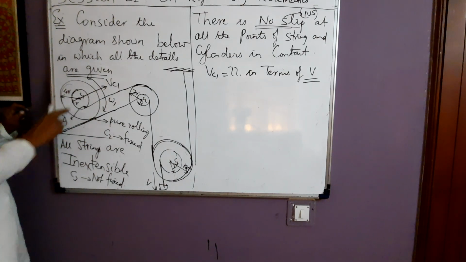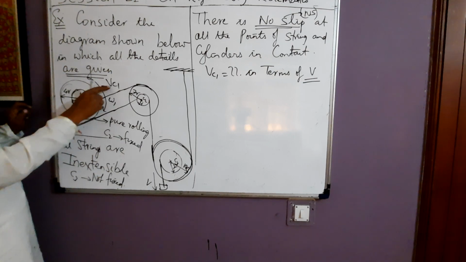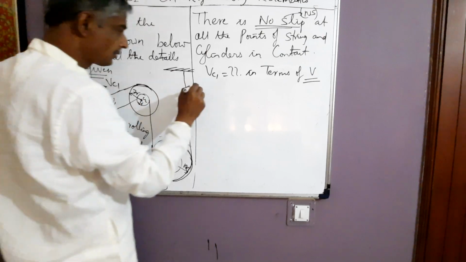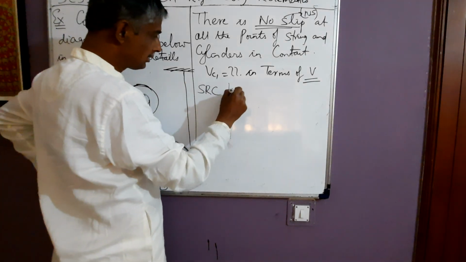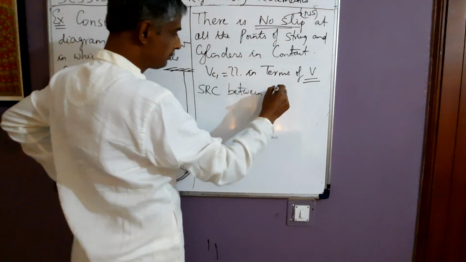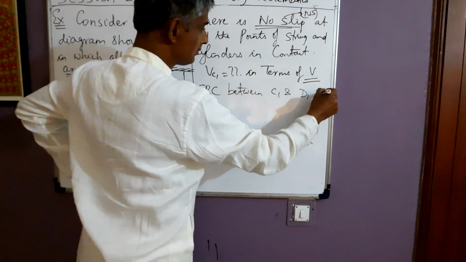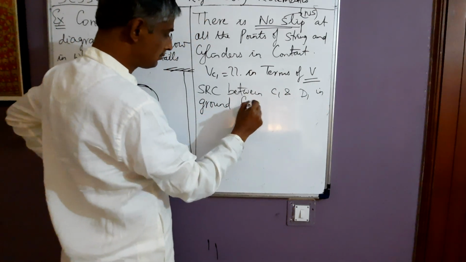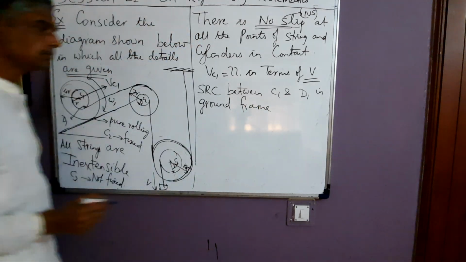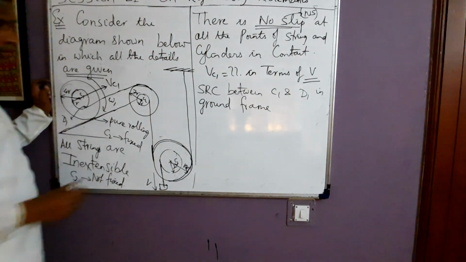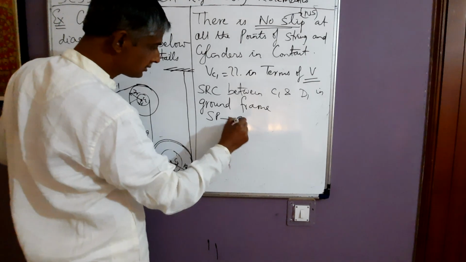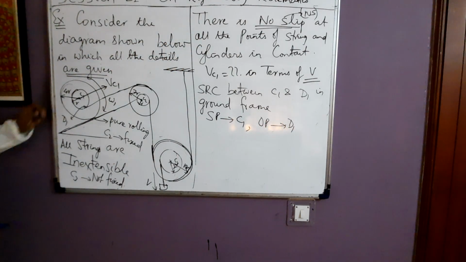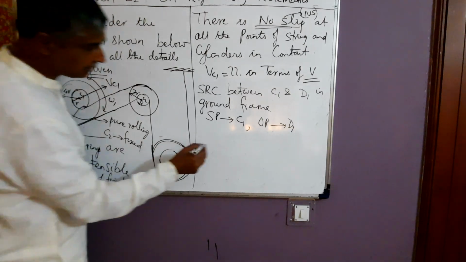So first of all, we remove omega. We apply SRC between C1 and D1 in ground frame. So the selected point is C1, the other point is D1. Now we join the line joining C1 and D1.